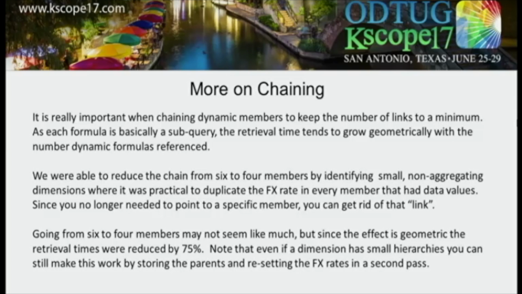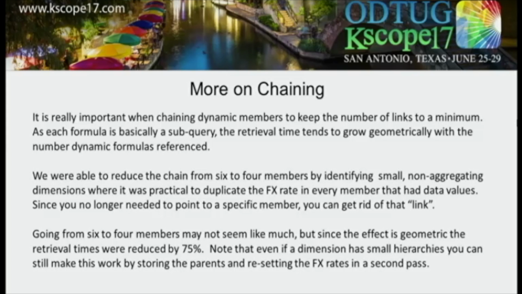However, it is slow because these are subqueries. Each one is a subquery. So the way to get around this, we took some small non-aggregating dimensions and changed the calc script so it would duplicate the FX rates in all the members of a couple of small dimensions. Right, so we had a dimension which was like format. People didn't use it very much. It only had 10 members in it, so we just wrote the calc script so it would duplicate the FX rates in all 10 members. That way I didn't have to have a cross dim in that dimension. I was able to do this for 2 dimensions. So that brought it down from 6 to 4.